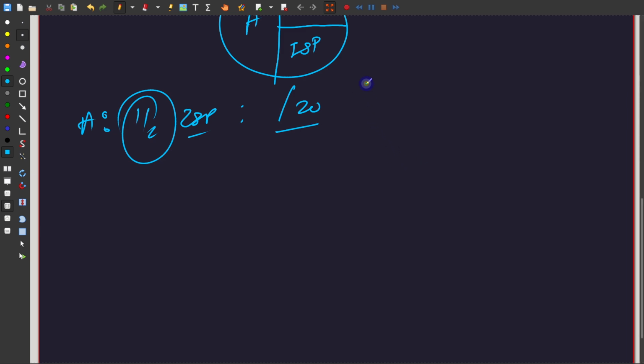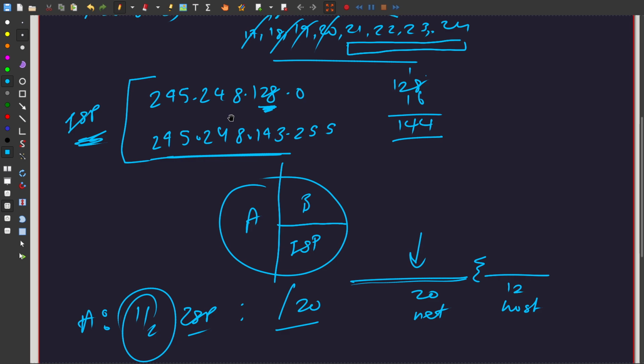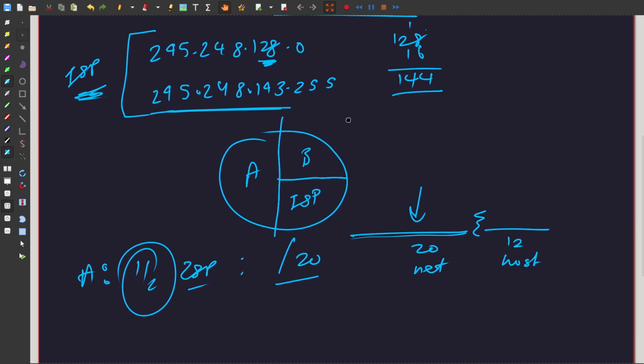/20 means that we have 20 bits for the network, and how much would it be? 12 bits for the host. Now these 20 bits are reserved for the ISP, right? That is what that means, that the ISP was given these 20 bits, and through that only it is basically able to give you these kind of addresses that we already talked about, this 128.0 to 143.255.